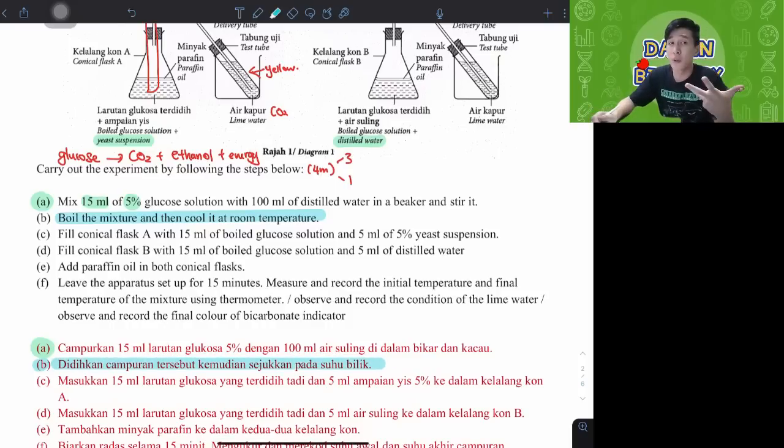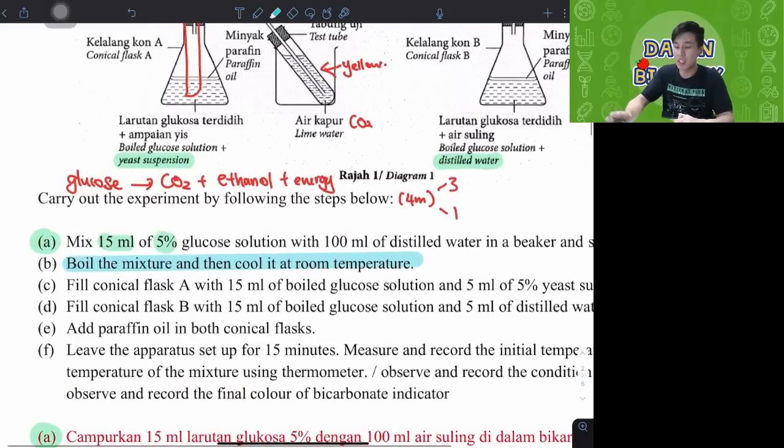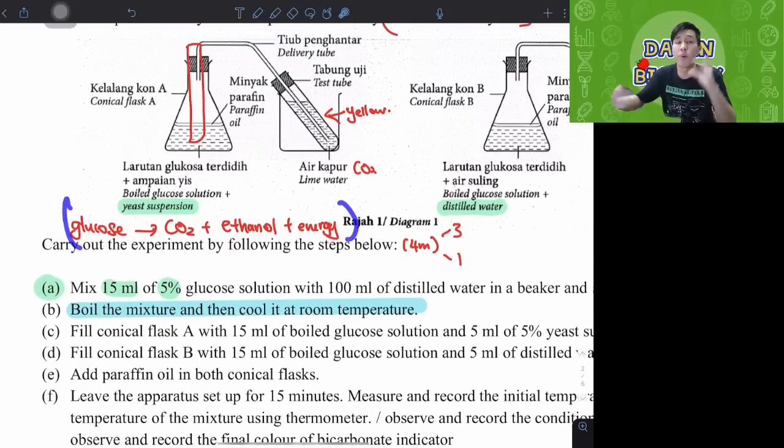Now, why do you need to boil the glucose? Because boiling the glucose will remove oxygen. Because remember, this is alcohol fermentation. So we need to boil the glucose to remove the oxygen, so that there's no oxygen, then there will be fermentation instead of respiration.